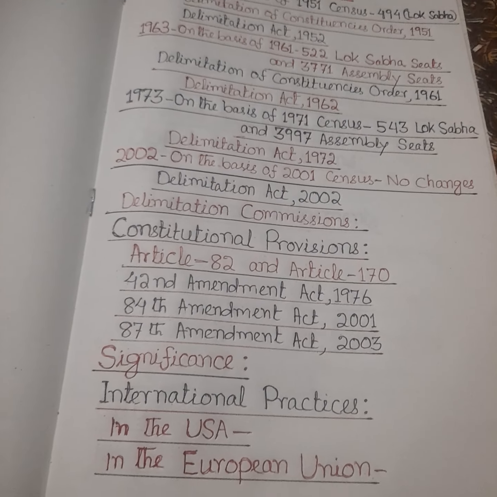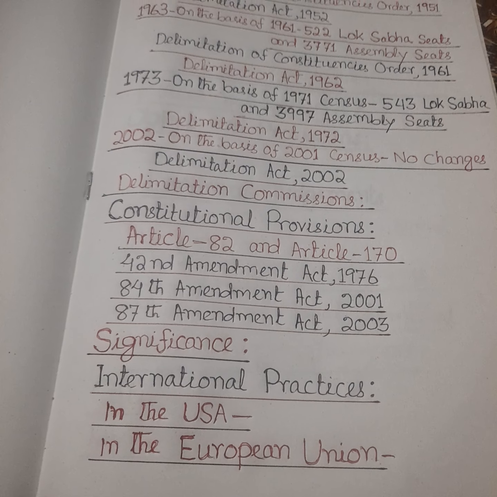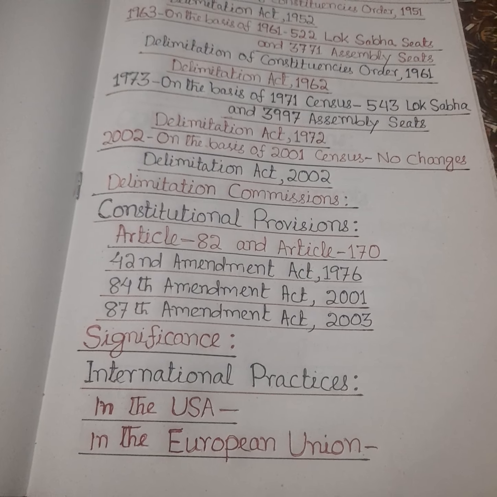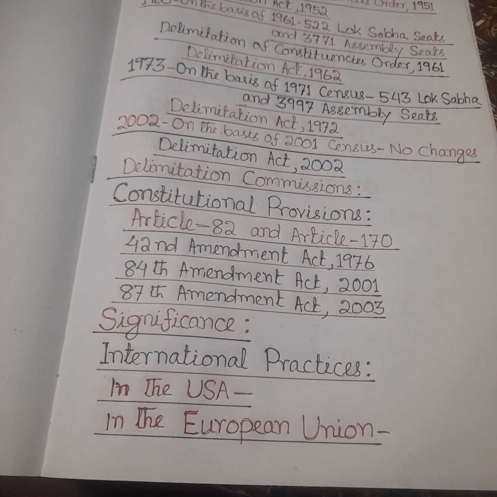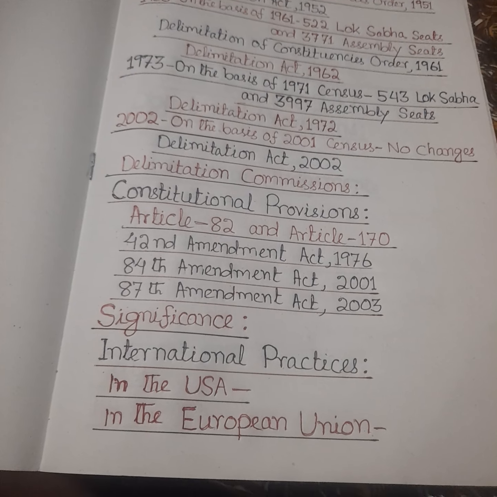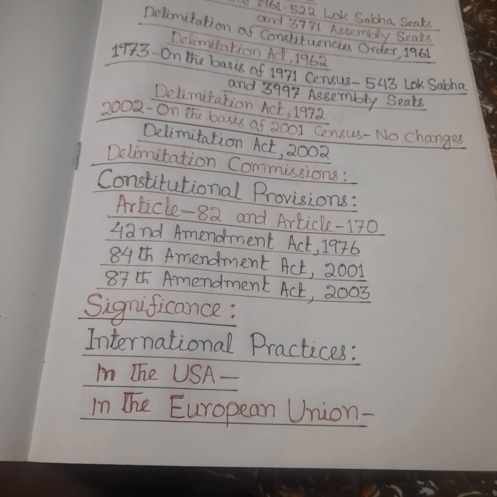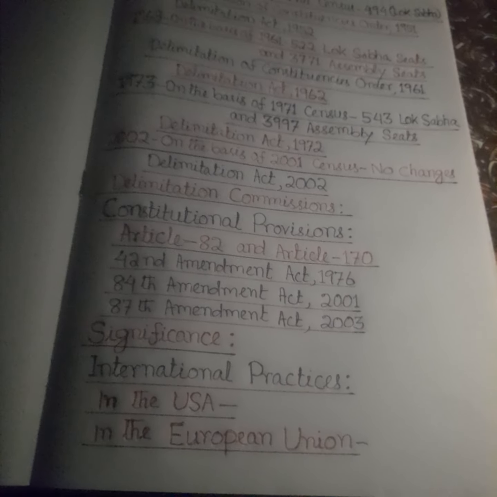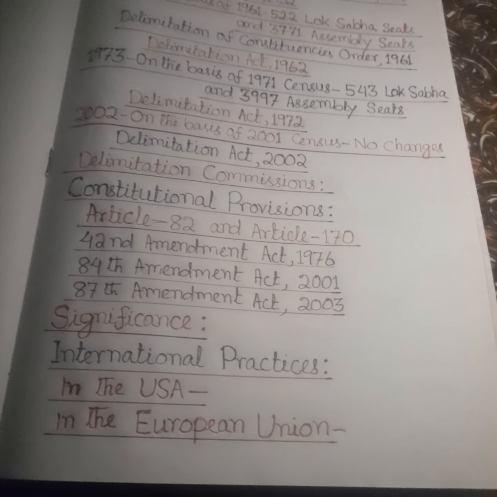And in context to that, we have also discussed the constitutional provisions relating to the delimitation process as provided under Article 82 and Article 170 of the Constitution, and also the necessary amendments to the Constitution regarding the delimitation process, passed in the year 1976 by the 42nd Constitutional Amendment Act, and also the second most important amendment, that was the 84th Constitutional Amendment Act of 2001, and also the 87th Constitutional Amendment Act of 2003.